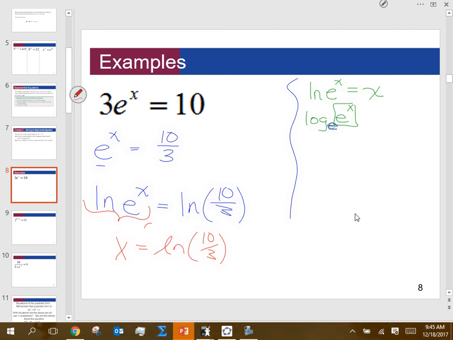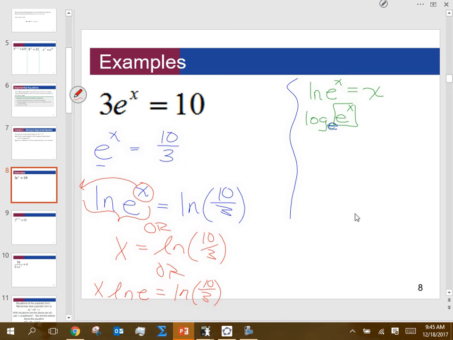Or, I probably shouldn't put "or" there, but put it there. Or maybe your person says, I don't recognize that property right away. And you say, I want to use the exponent property with logarithms. So I bring the x out front, right? So x ln of e is equal to the ln of 10 thirds.